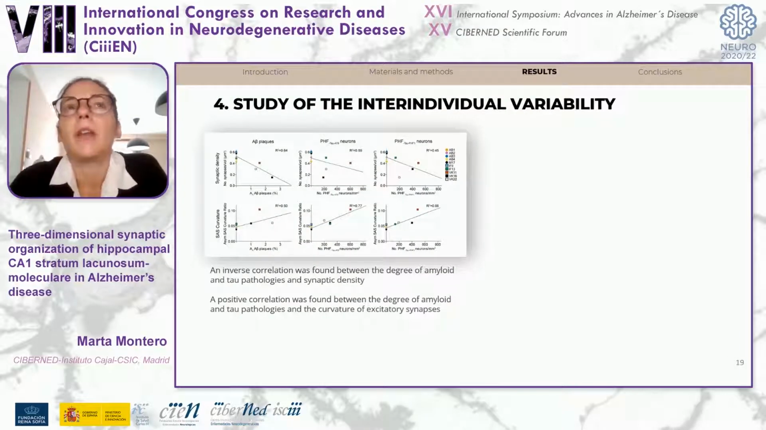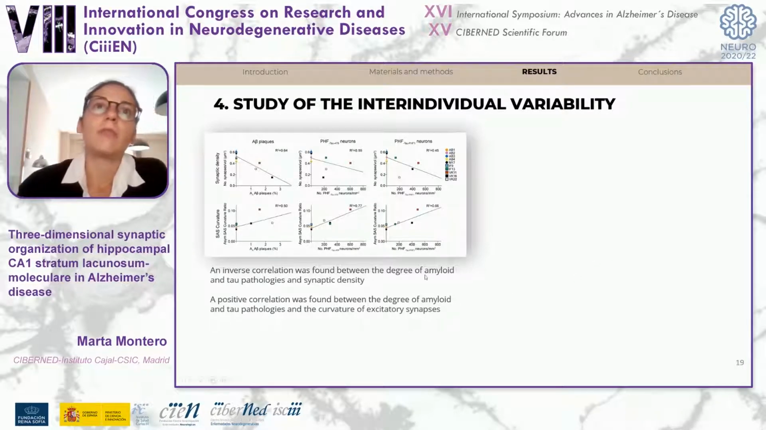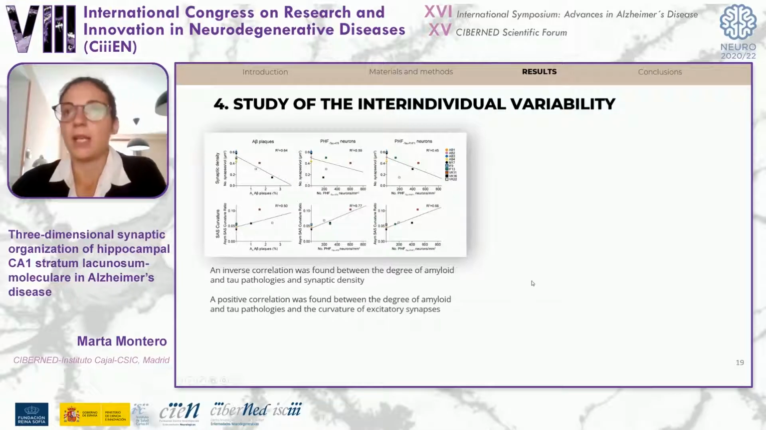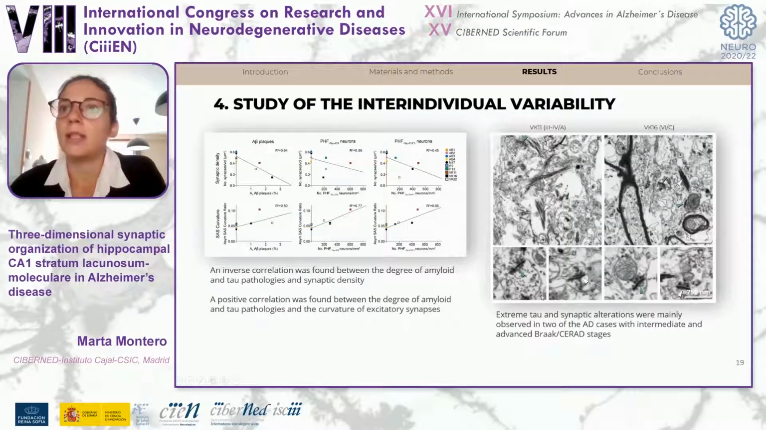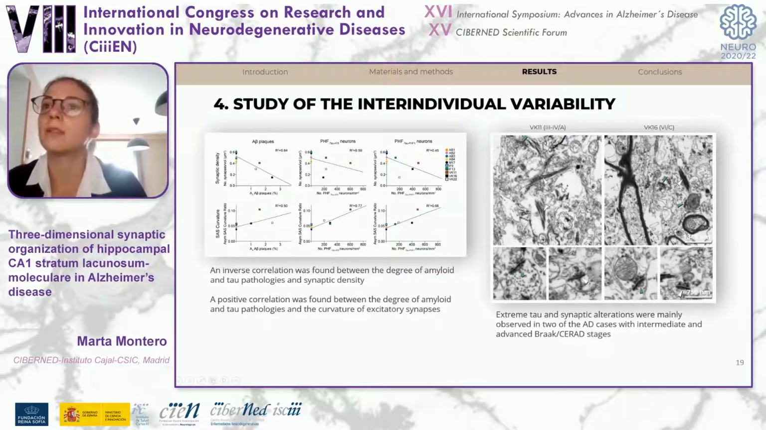So finally, in our study of the interindividual variability of Alzheimer's disease cases, we found correlations between the degree of amyloid and tau pathology and some synaptic parameters. However, extreme synaptic alterations and an extreme degree of tau pathology, such as bundles of thick electrodense material inside axons and dendrites, which are known to constitute the neurofibrillary tangles, were mostly observed in 2 Alzheimer's disease cases with an intermediate and advanced neuropathological stage.